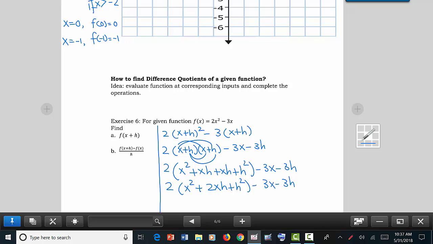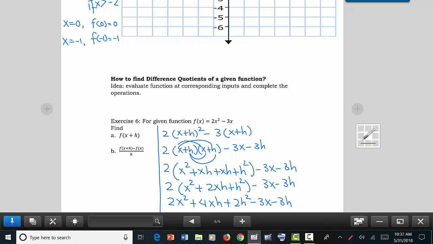Now let's FOIL. Let's distribute. 2x squared plus 4xh plus 2h squared minus 3x minus 3h. Is there anything we can combine? It seems not. So we leave it like that. So that is the final answer.